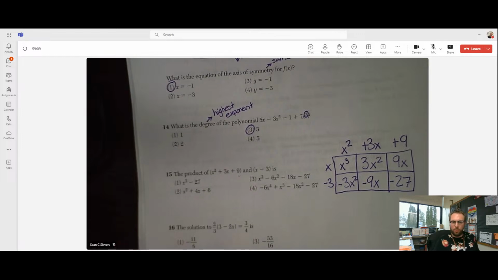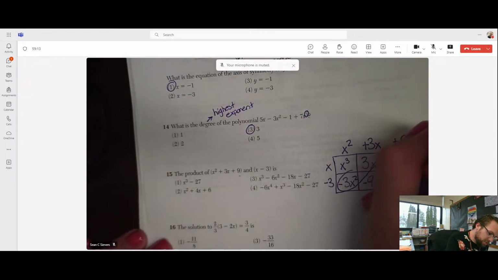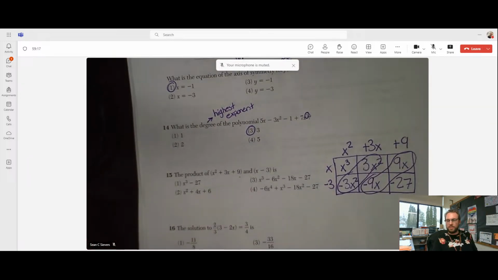Okay, drop in the chat. What do we notice about the like terms that we have? Let me circle our like terms. What do we notice about those? What's going to happen to them?